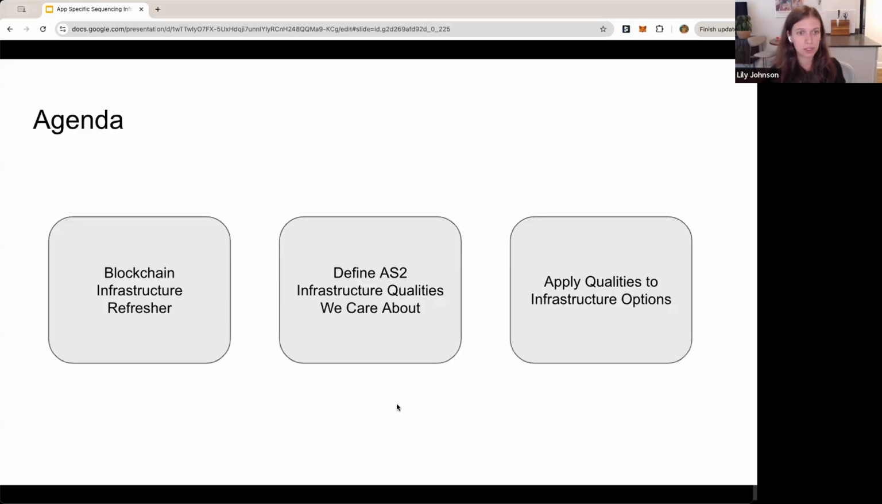So the agenda of this talk is we're going to do a quick refresher over blockchain infrastructure, just so we have a common starting point. We're going to define some qualities that we care about for app-specific sequencing infrastructures. And then we're going to apply these qualities to existing, soon-to-exist, and possibly theoretical infrastructure options, just so we can get used to evaluating different options.